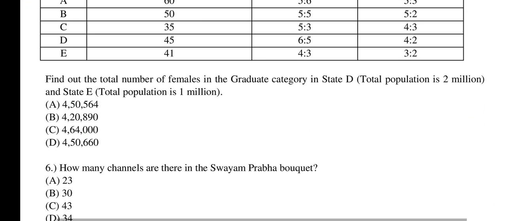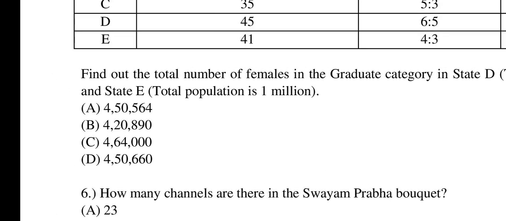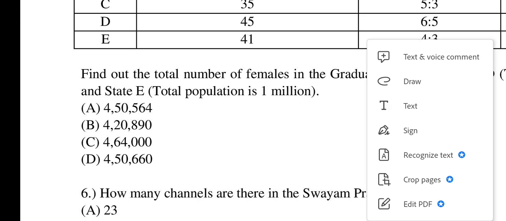Next is saying, find out the total number of females in the graduate category in state D. Total population is 2 million and state E total population is 1 million. So these are the figures for you. A, 4,50,564. B, 4,20,890. C, 4,64,000. Then D, 4,50,660. So it will be 4,64,000.